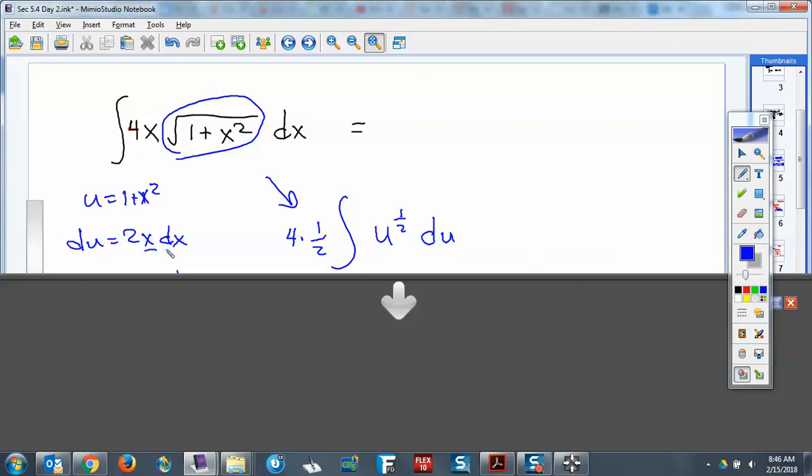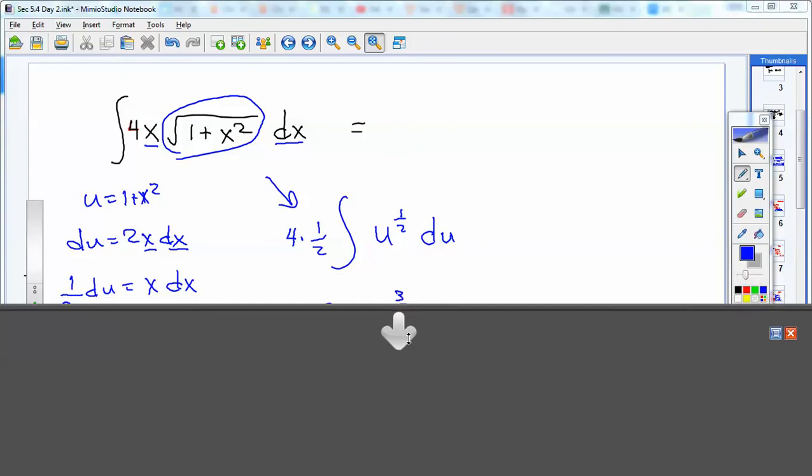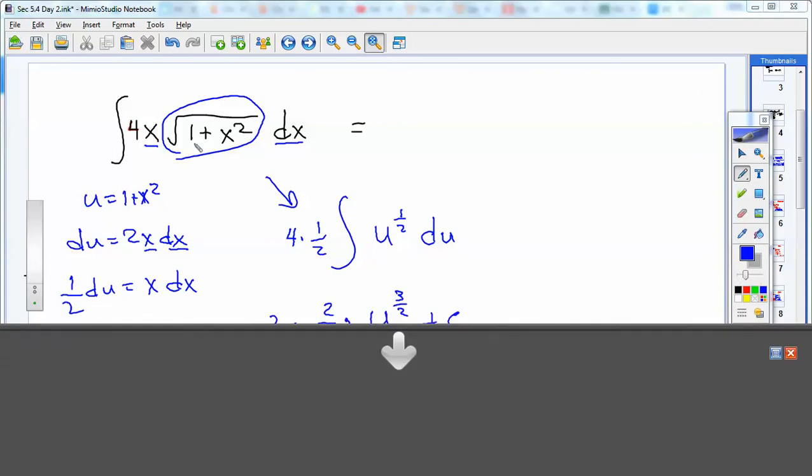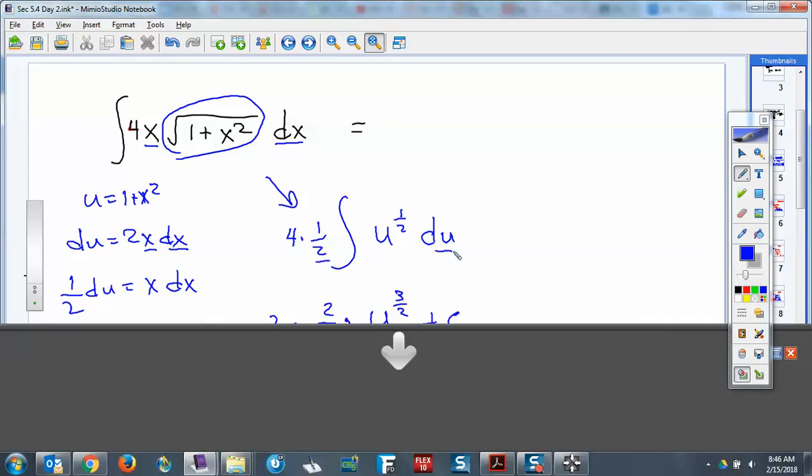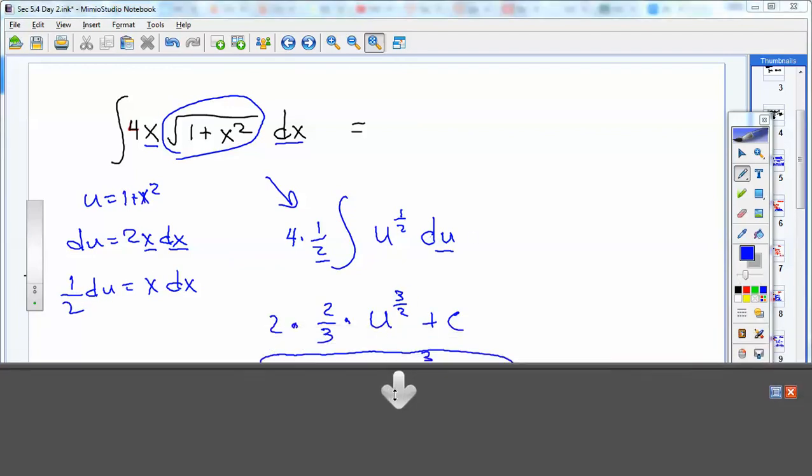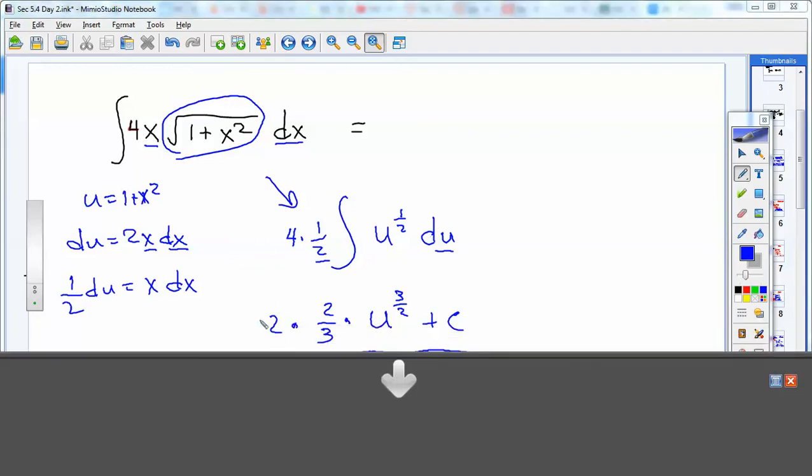And then I see the x dx. That's the part I care about. That's going to get replaced with a 1/2 and a du, once I move that 2 over. And then the 4 is just hanging out there, so I just bring the 4 down, just like I brought the 1/2 power down. So the 4 comes down, and then the 1/2 got subbed in. So now when I do my power rule, 4 times 1/2, of course, is 2. And now I raise that up to 3 halves, divide by 3 halves, which means times 2/3.